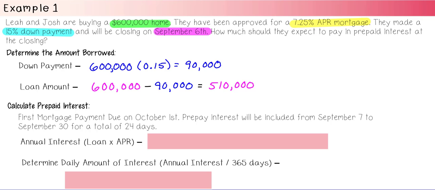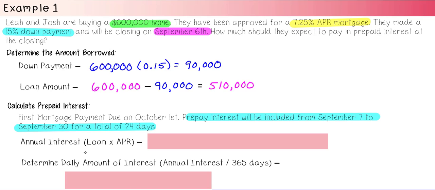Now, prepaid interest is a partial month of interest, because when you go to closing, you don't go exactly on the first day of the interest period. The information they give us is that the first mortgage payment is due on October 1st. So prepaid interest is going to include from September 7th, because you went to closing on the 6th. That means you actually own the house starting on the 7th, and it will go all the way to September 30th, for a total of 24 days.